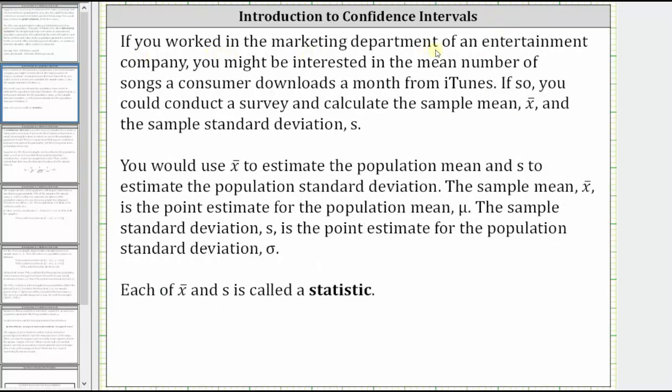If you worked in a marketing department of an entertainment company, you might be interested in the mean number of songs a consumer downloads a month from iTunes. If so, you could conduct a survey and calculate the sample mean, x bar, and the sample standard deviation, s. You would use x bar to estimate the population mean and s to estimate the population standard deviation. The sample mean x bar is the point estimate of the population mean mu. The sample standard deviation s is the point estimate for the population standard deviation sigma. Each x bar and s is called a statistic.